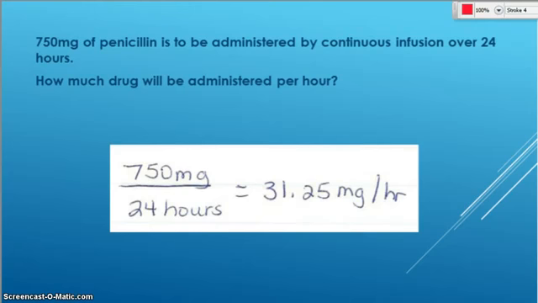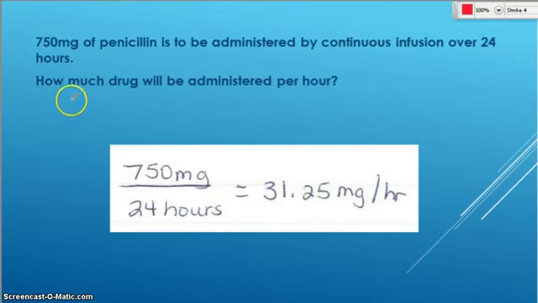Only have a few more problems left for this week. We'll just be looking at a couple more parenteral calculations. Again, we're using that formula, rate times time equals volume. So, as we said before, rate is the speed, I guess you could say, as fast as you're getting the medication, and that's what we're looking for in this one. How much drug will be administered per hour?